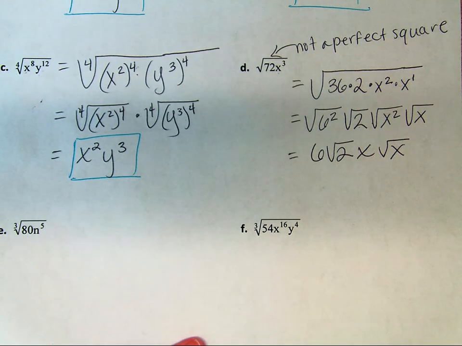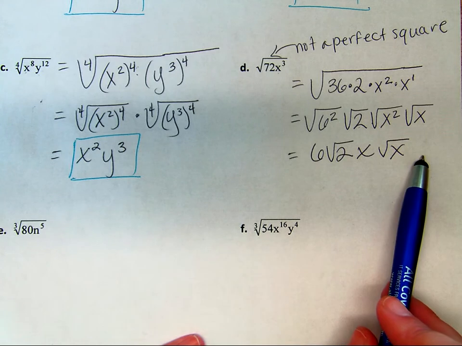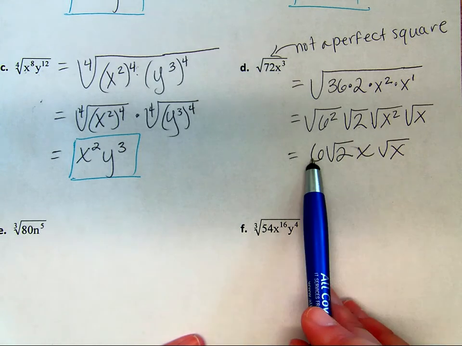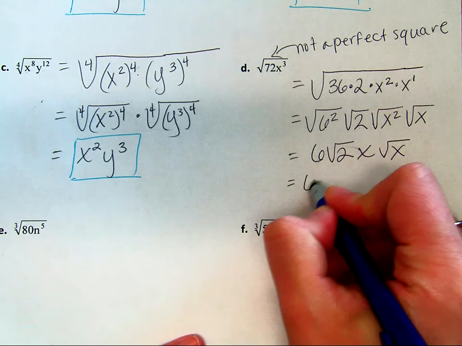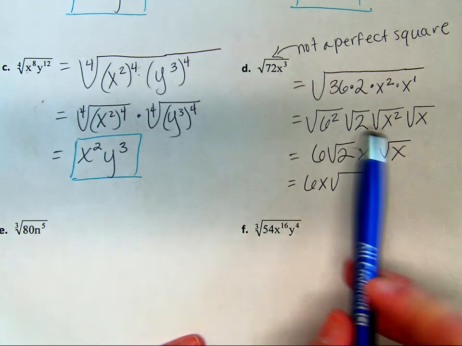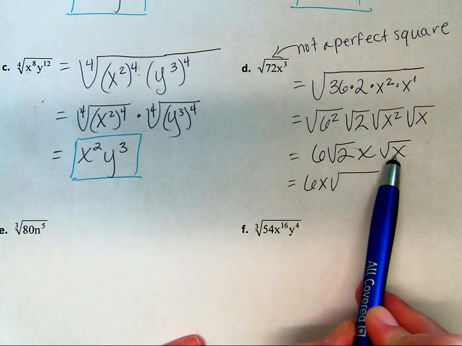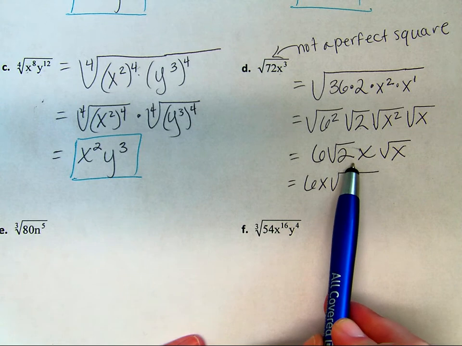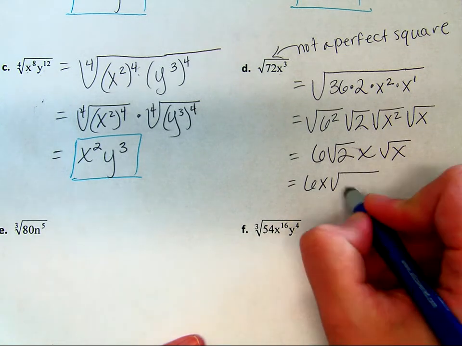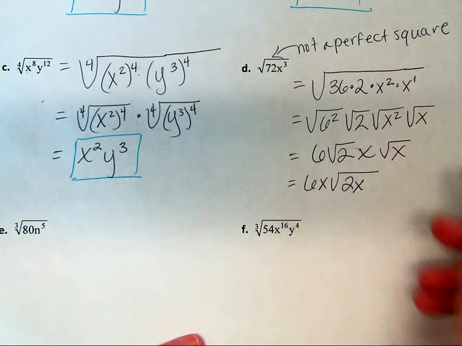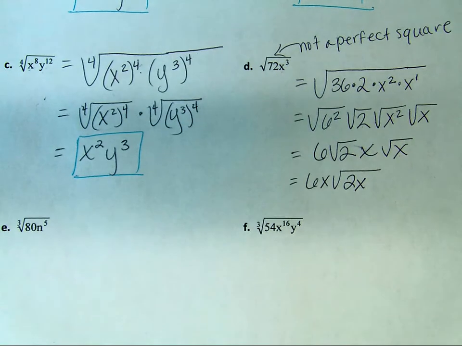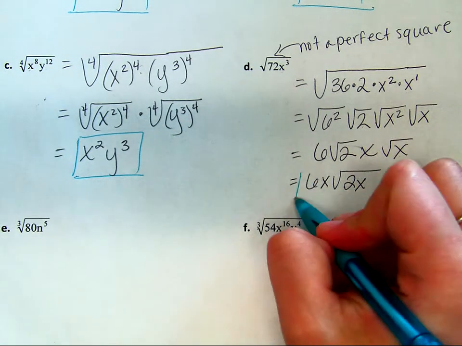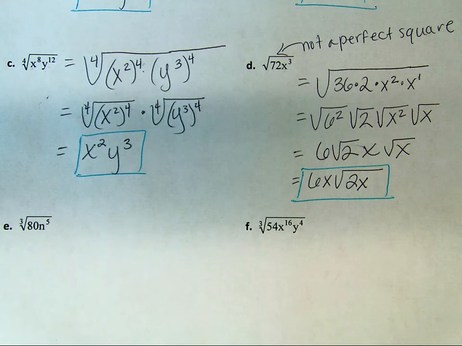Now that kind of looks weird. Usually you want to put everything outside of the radical next to each other, so I'm going to say 6 times x. That's going to go on the outside. And then if I'm working with two things with the same index, I'm allowed to just multiply the two parts inside of the radical. So this is equal to 6x times the square root of 2x. So I just took those two parts of the radical and put them right next to each other. Okay, and that one is done. There's nothing else I can take out of the radical.